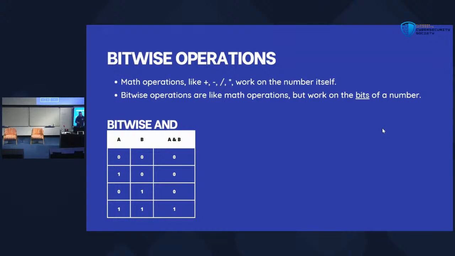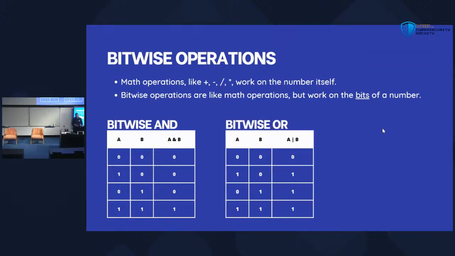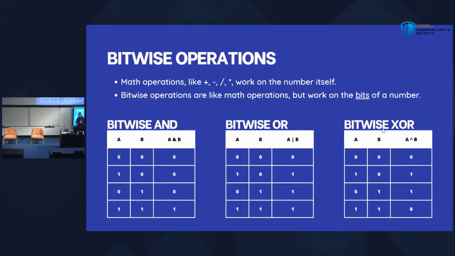The first is a bitwise AND. If both inputs are 1, the output is 1. And there's a bitwise OR, where if either input is 1, the output is 1. And then there's bitwise XOR, which is if only one input is a 1. So XOR is used quite a lot in ciphers because it's one of the few bitwise operations that is completely reversible. So if I XOR two numbers together, I can then XOR them again to go back to my original number.